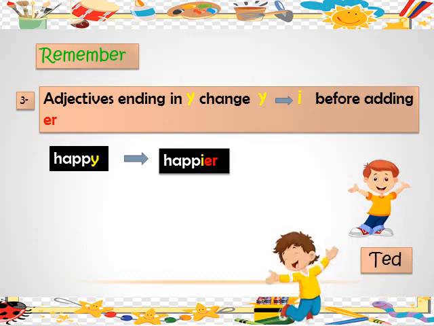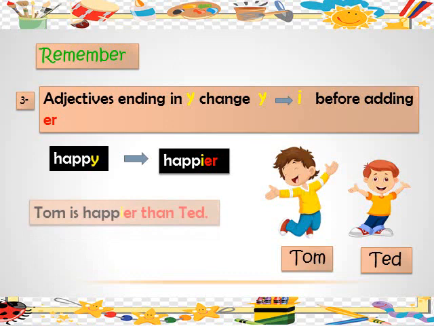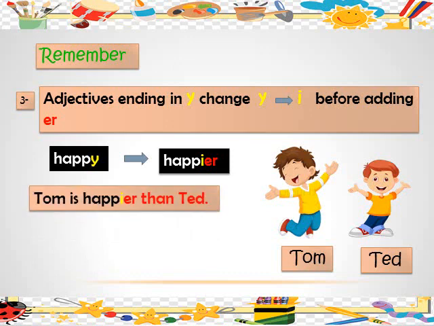Look, this is Ted. Ted is happy. And this is Tom. Tom is happy too. But who is happier? Let's see. I think Tom is happier than Ted. Do you agree with me? So who is happier? Yes, that's right. So Tom is happier than Ted.